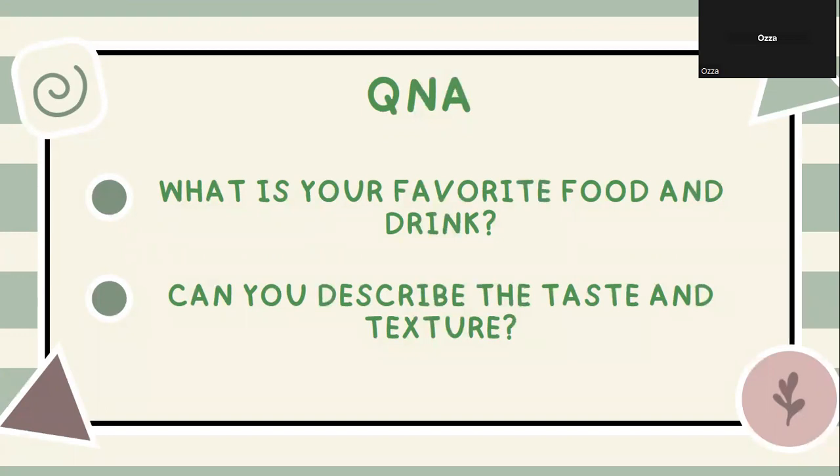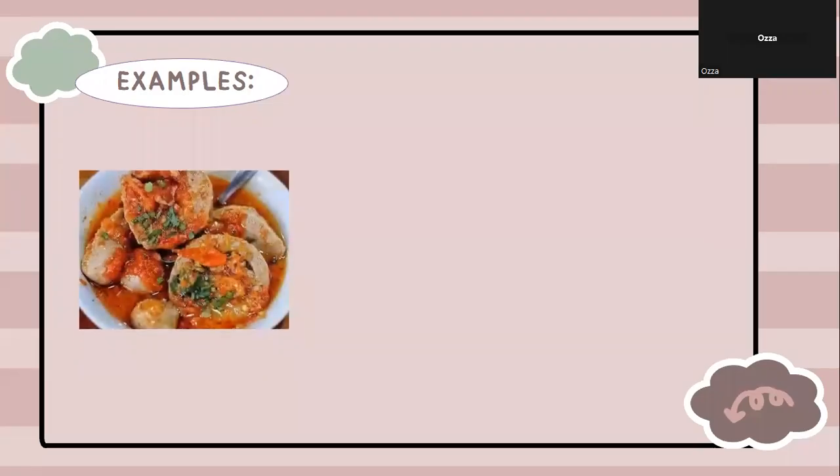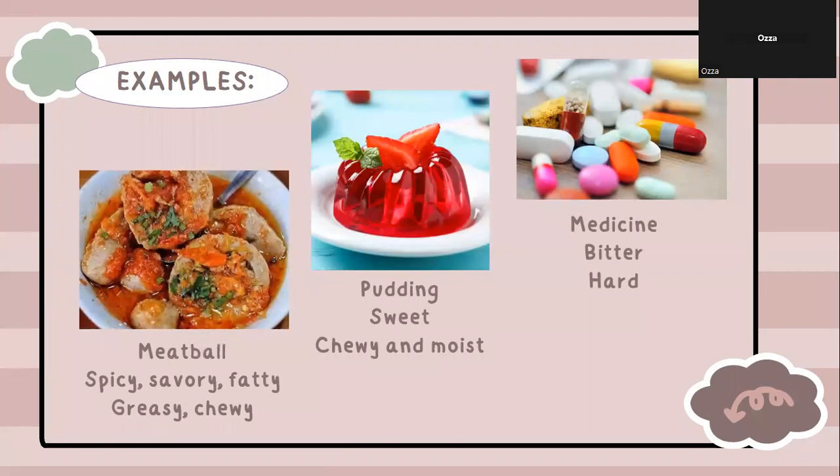crispy chicken, and the taste of crispy chicken is savory, and the texture is crunchy. And about my favorite drink, it's iced tea. The taste of iced tea is sweet. I love sweet iced tea, and the texture is refreshing. Okay, so the examples. I have three kinds of food. Okay, so this is how we can describe our food and drinks.